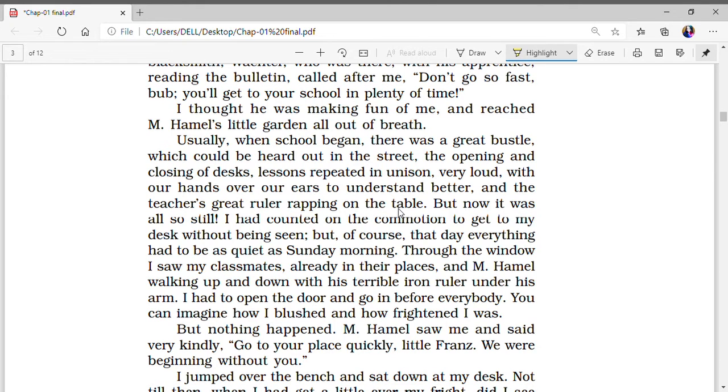Usually when school began, there was a great bustle which could be heard out in the street, the opening and closing of desks, lessons repeated in unison very loud with our hands over our ears to understand better, and the teacher's great ruler rapping on the table. Okay, so from this paragraph, you can see what is the usual atmosphere of the school and how it usually goes on there.